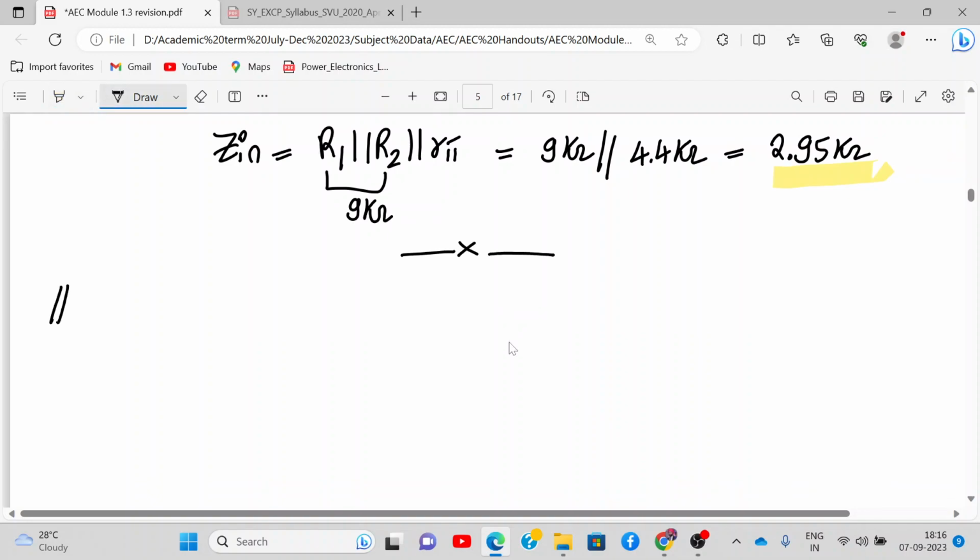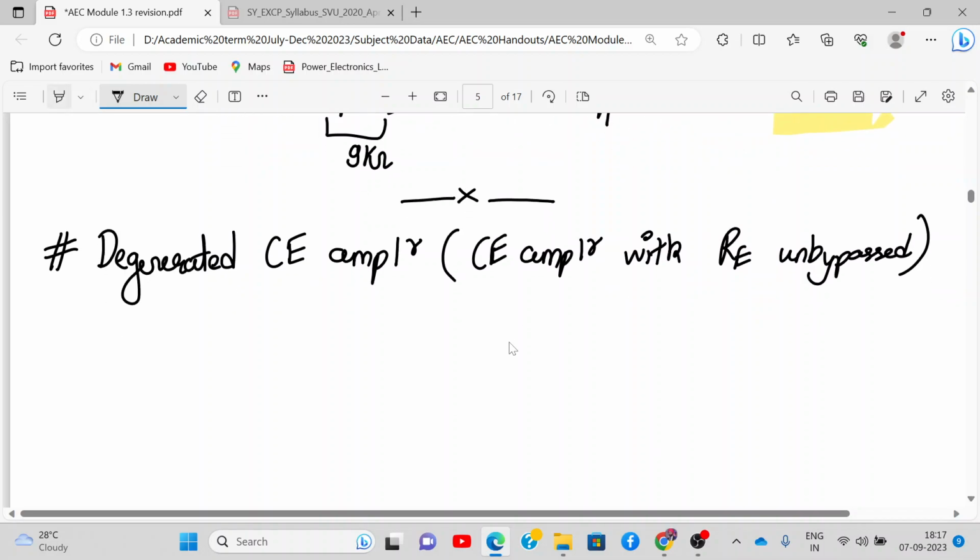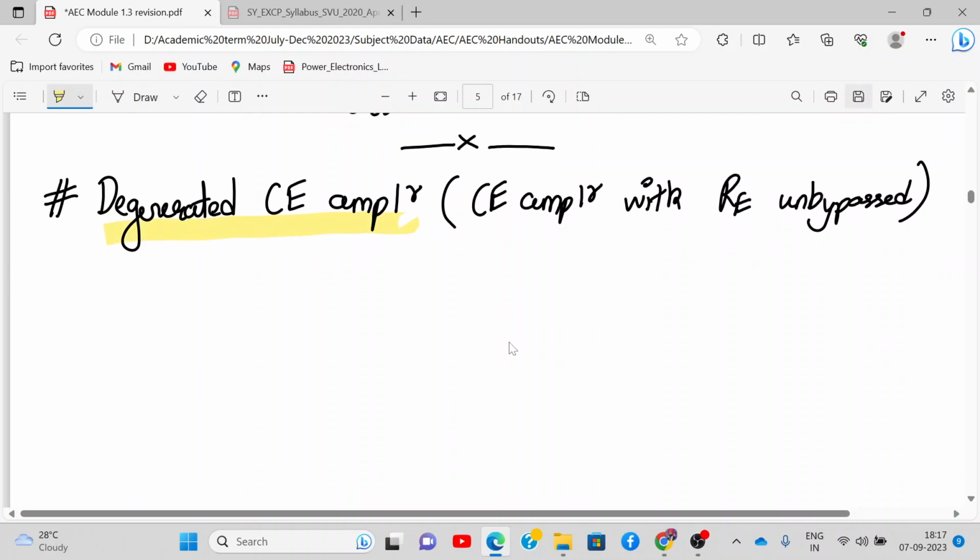So next one is degenerated. It's the other name actually, common emitter amplifier. It is basically common emitter amplifier with RE unbypassed, meaning capacitor CE is absent. Okay, with RE unbypassed. So I will not derive it. I'll write down the expressions and I'll show you the derivation how it's been done.